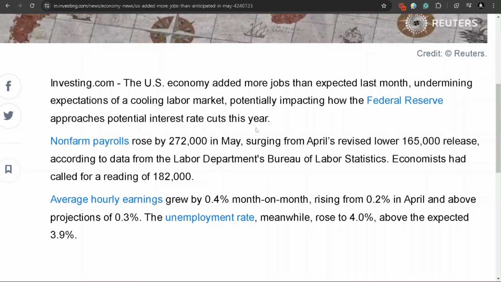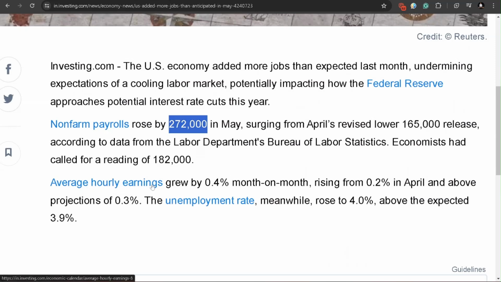So on April we had a job release of 165k, and the economist prediction was a rise to 182. On the other hand, the non-farm payroll rose to 172 in May. And the average hourly earnings grew by 0.4 month on month, rising from 0.2 in April and projected at 0.3. So we got two good news over here. On the flip side of the coin, the unemployment rate meanwhile rose to 4%, which was expected at 3.9%.